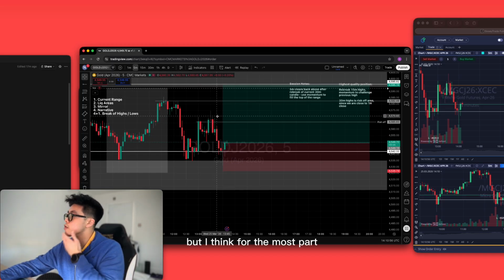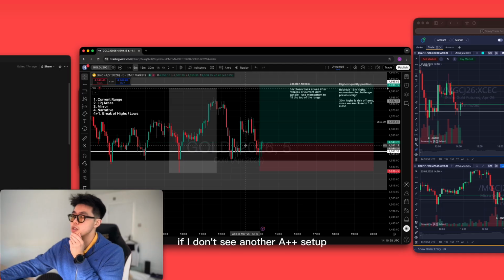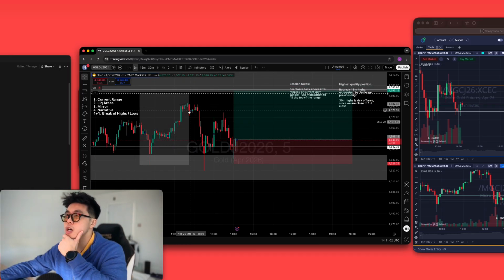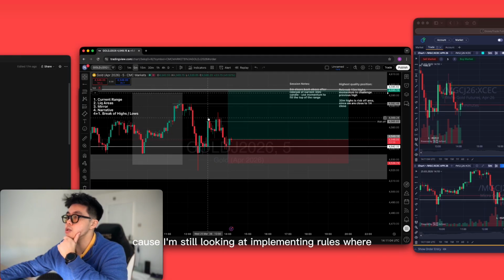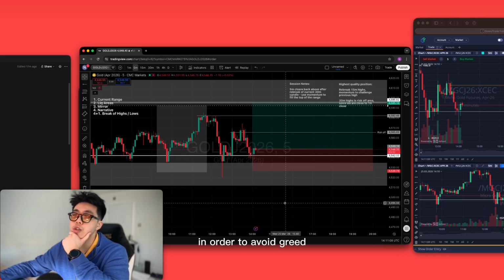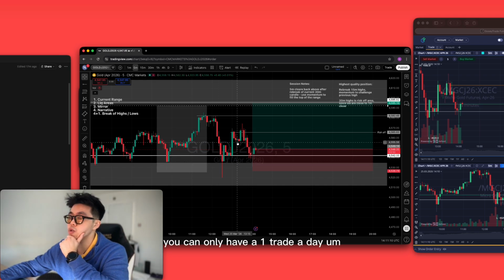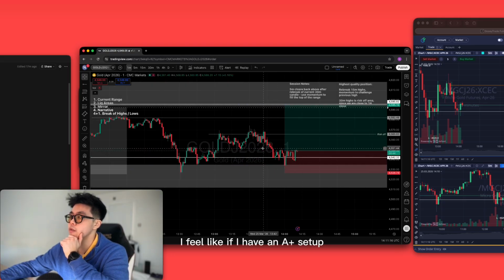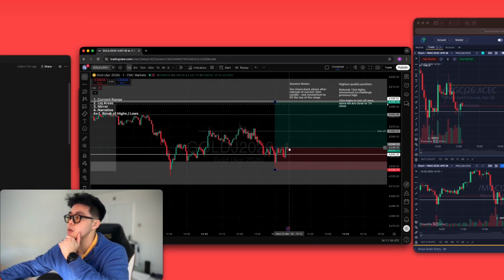But I think, for the most part, if I don't see another A++ setup, I'm probably going to call it off the charts. Even if I see another A++ setup, I think I'll leave it off of the charts because I'm still looking at implementing rules where, in order to avoid greed, you can only have 1 trade a day. Seems a bit silly to me, honestly. I feel like if I have an A+ setup, I should take the A+ setup.